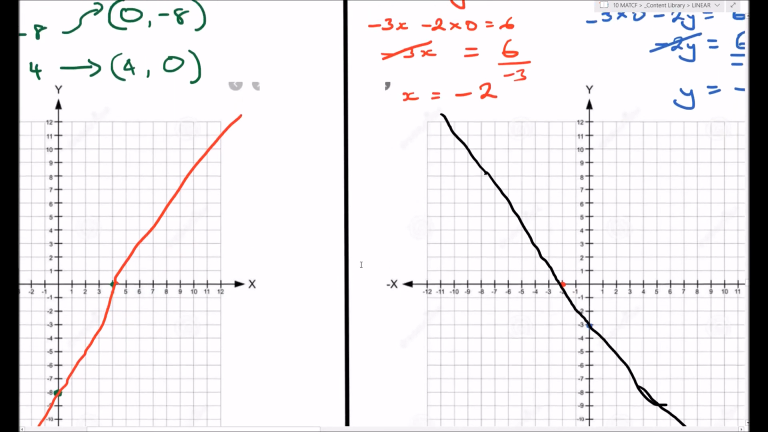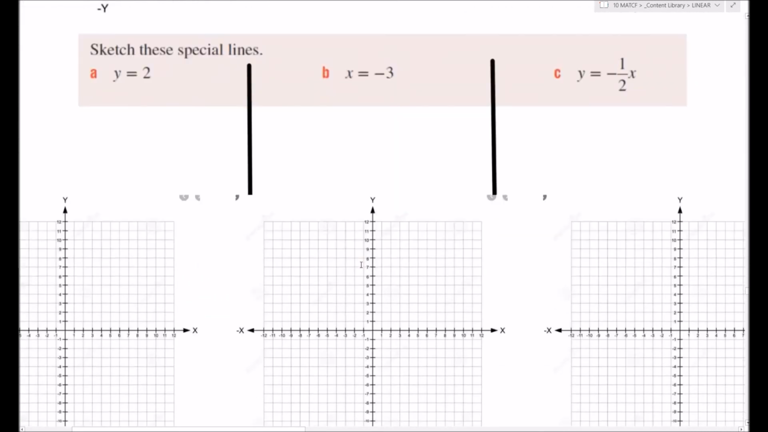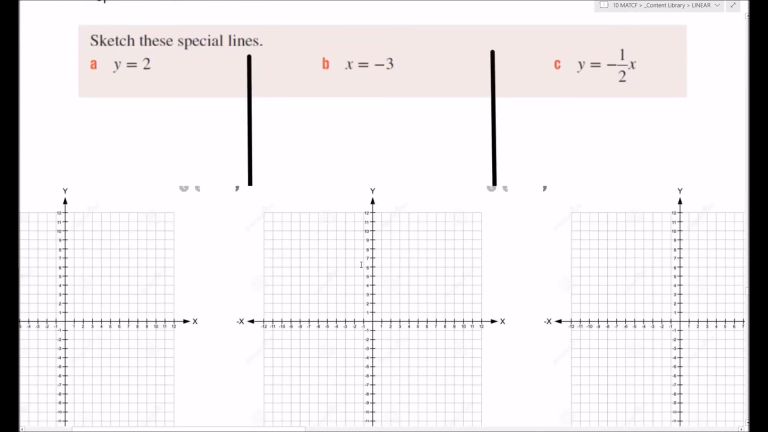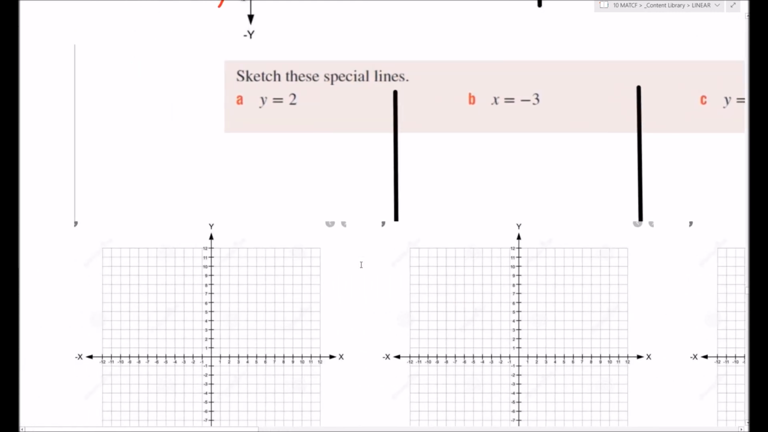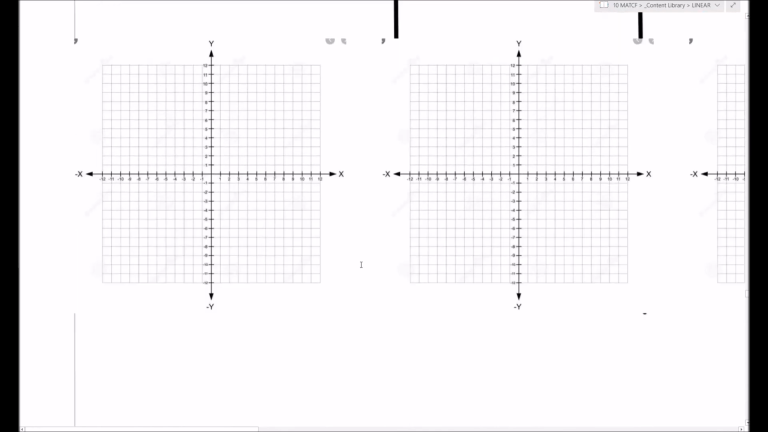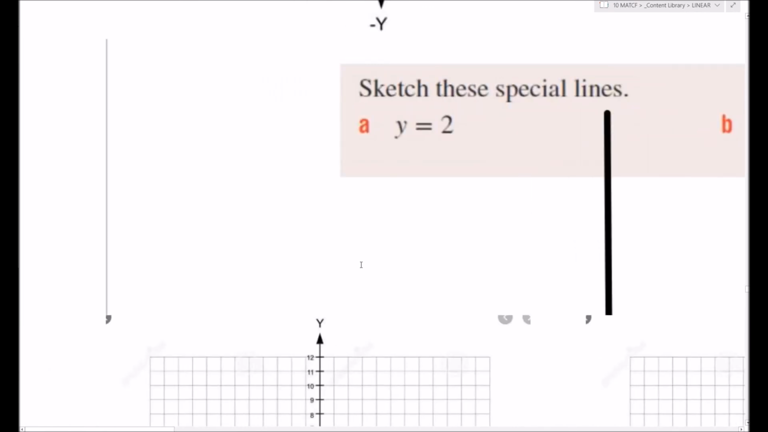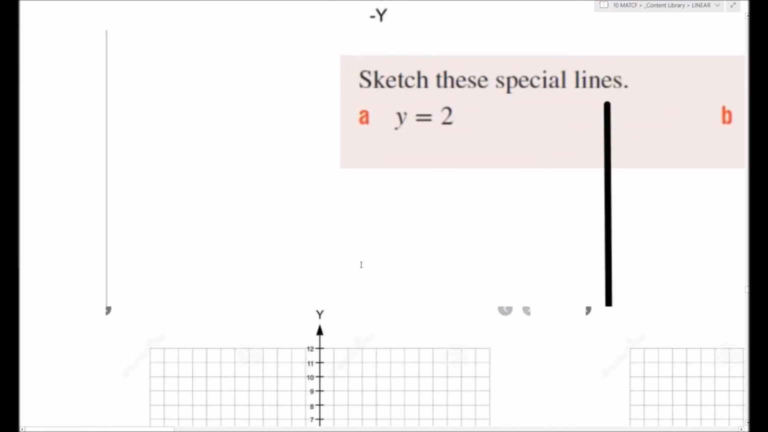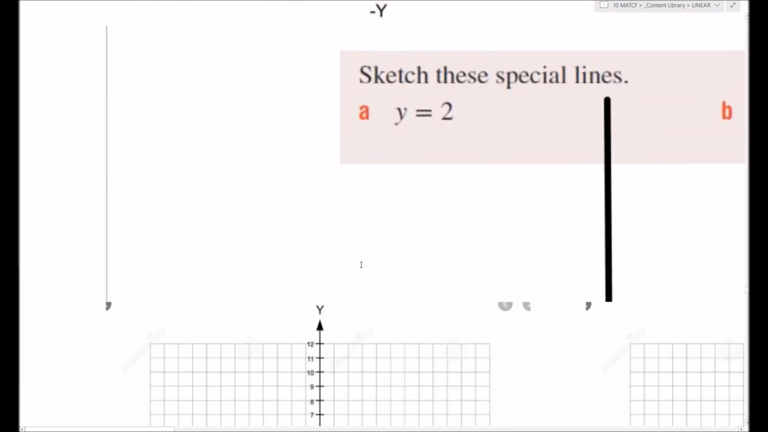Okay, guys, let's move on to the next part of drawing these linear equations. The third one was just sketching special lines. I did mention a few times how to do these before, but we'll go through these ones here. So the first one is y equals 2. What that's saying is the line crosses the y-axis at the value of 2. And we can see that this also doesn't have a gradient.